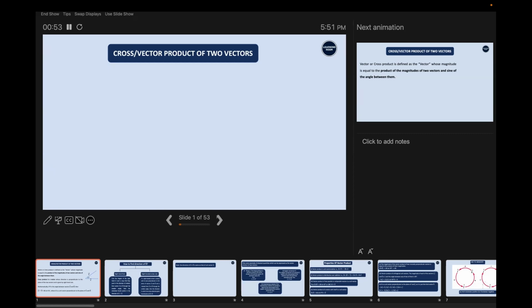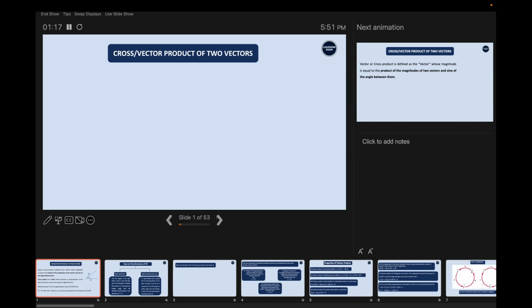So when we saw the dot product of two vectors, we understood this thing. If there are two non-zero vectors, A vector and B vector, given to us, then A vector dot B vector was defined as magnitude of A vector into magnitude of B vector into cos theta, where theta was the angle defined between those two vectors.